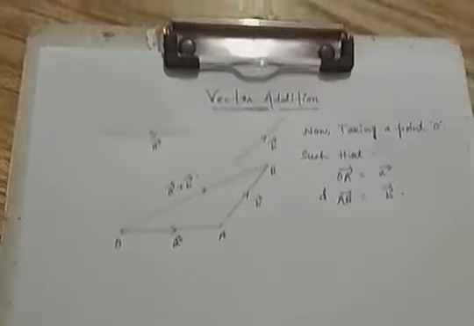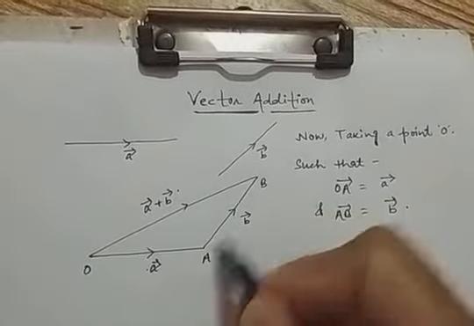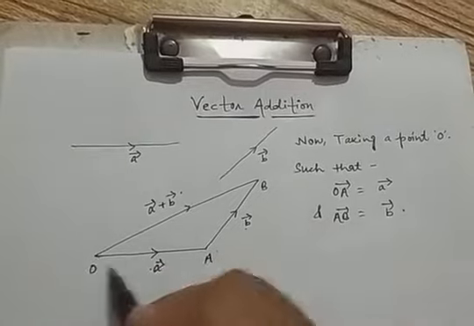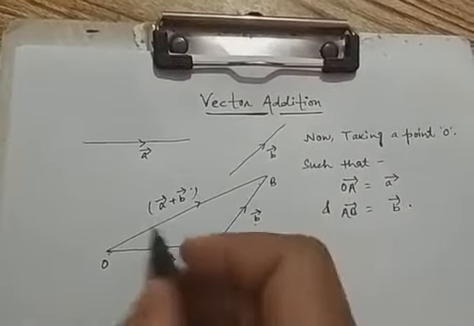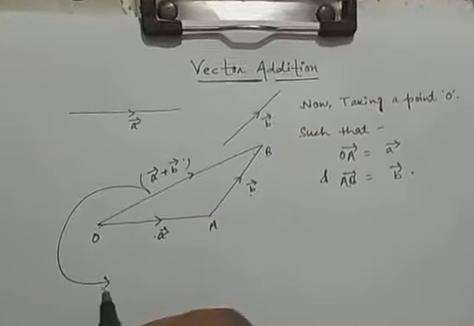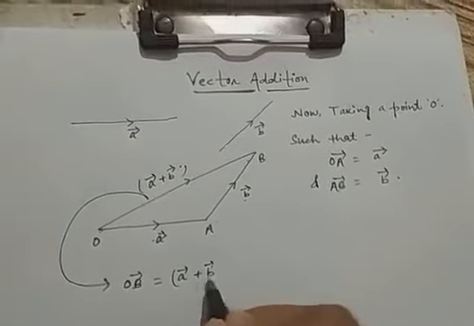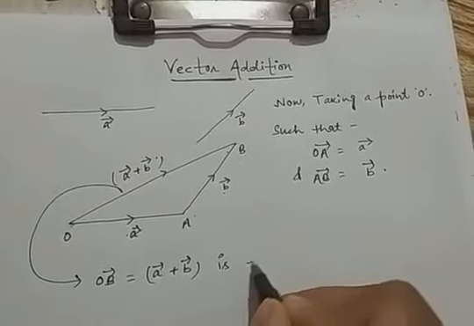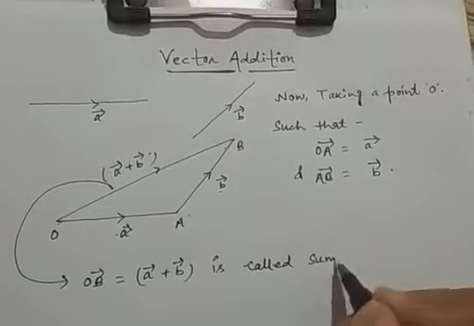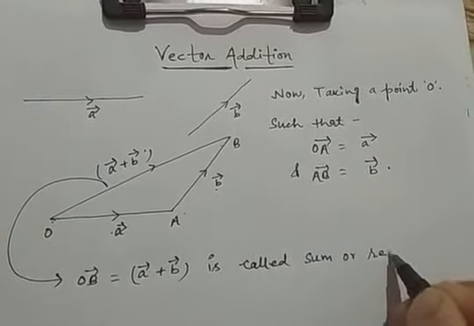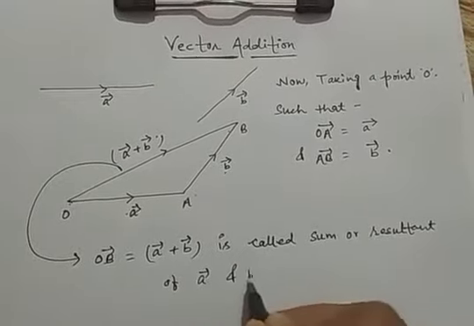Okay, so here the vector OA is equal to vector A, and vector AB is equal to vector B. Now joining the points O and B, we get vector OB equal to vector A plus vector B. This vector OB is called the sum or resultant of vector A and vector B.